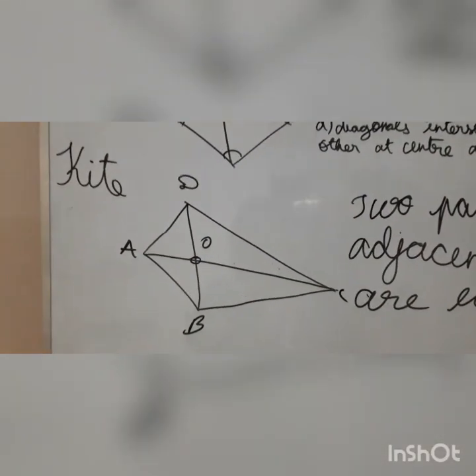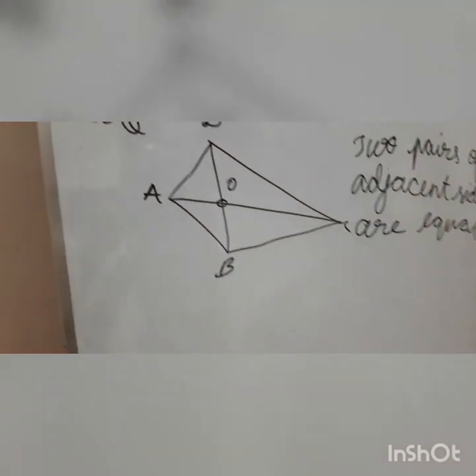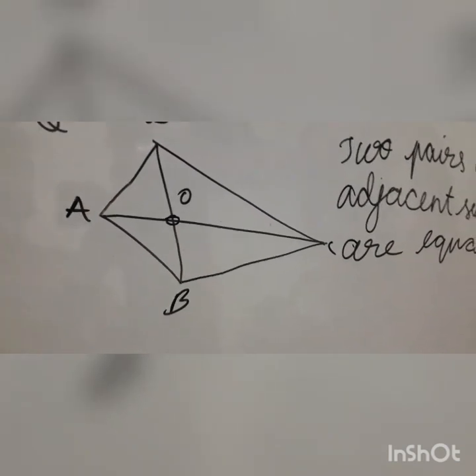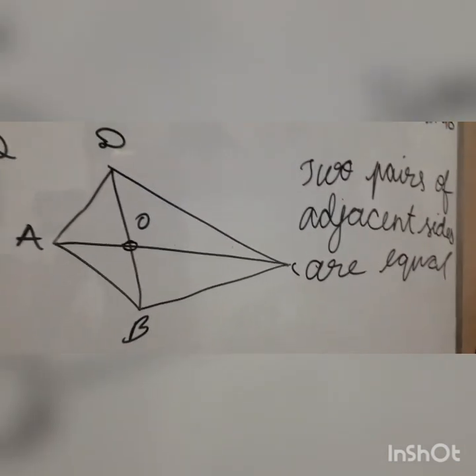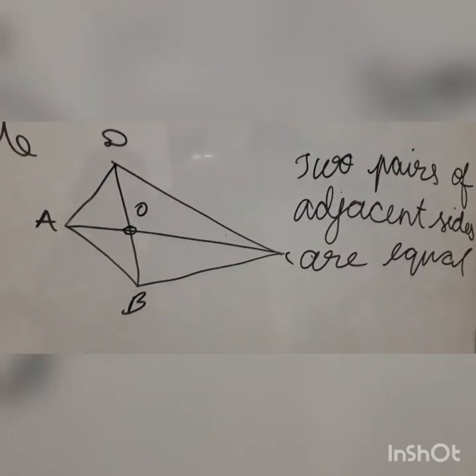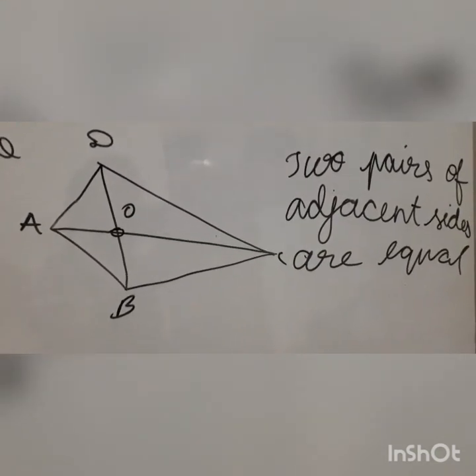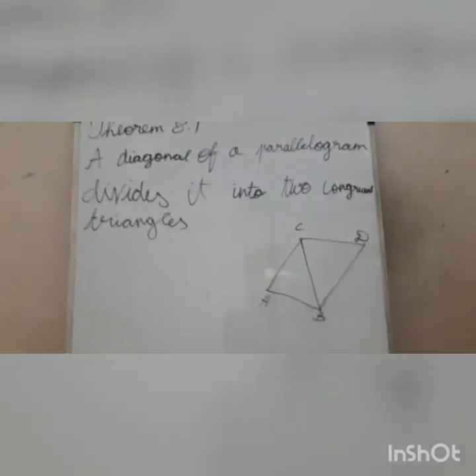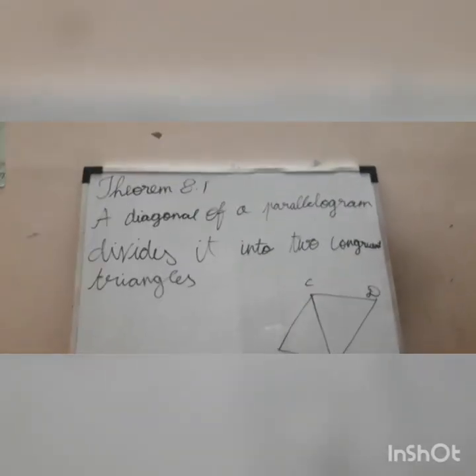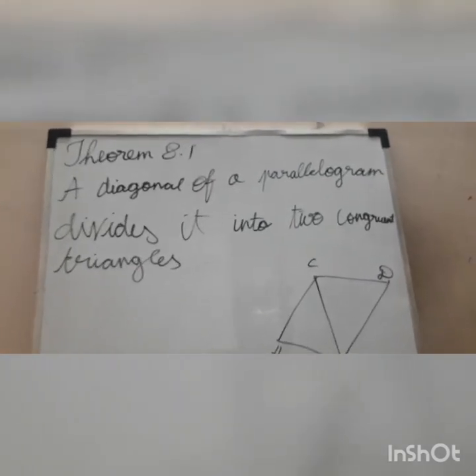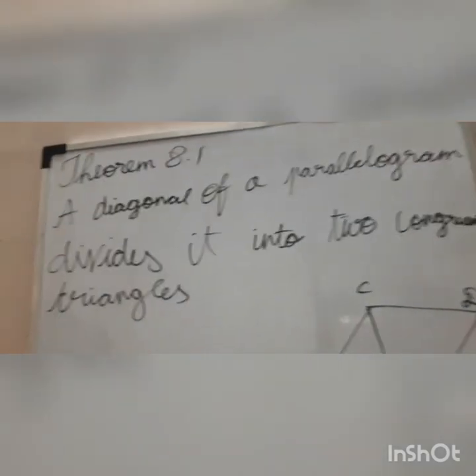Then next, kite, one of our favorite shapes. We have been studying this shape from our childhood. Okay, so it is a favorite of everyone, right? Then two pairs of adjacent sides are equal here. Okay, these two pairs of adjacent sides are equal. So we have already seen the types of quadrilaterals. Now the theorem we are going to see is 8.1.